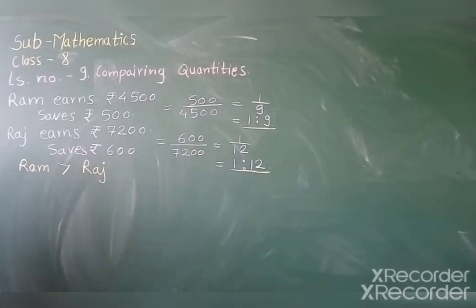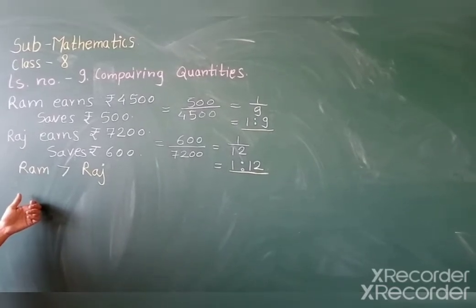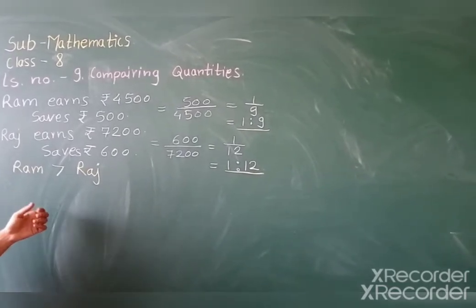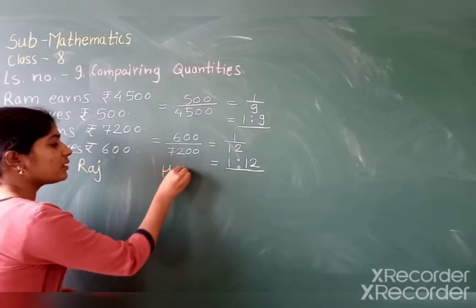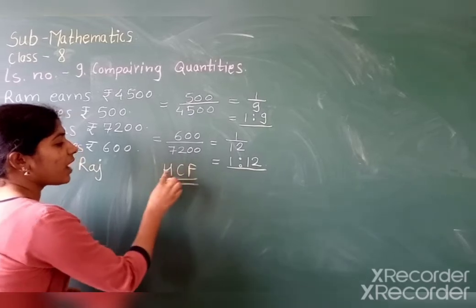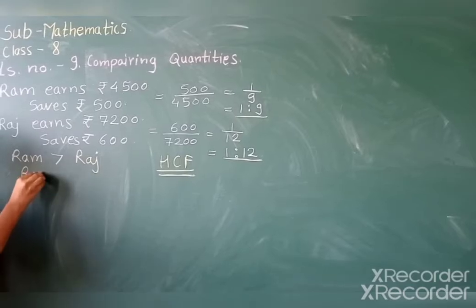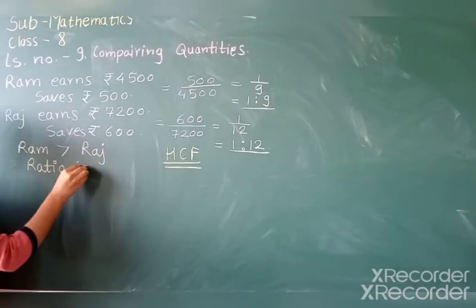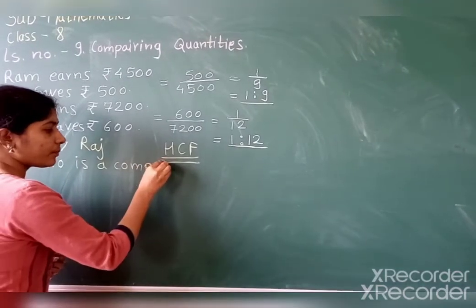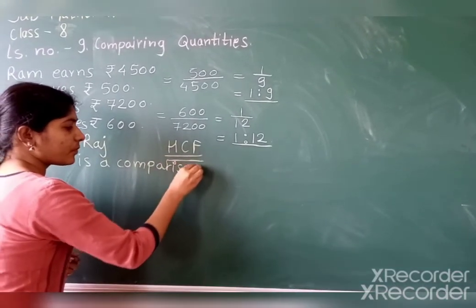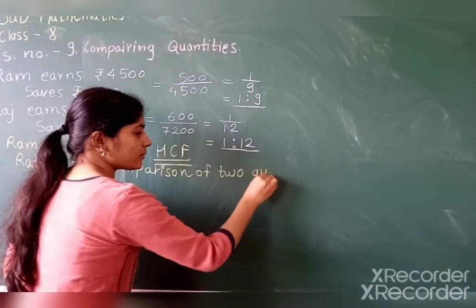So here class, a ratio is said to be in the simplest form when the two terms have no common factor. To simplify a ratio, we need to find the HCF, the highest common factor. So ratio is a comparison of two quantities.